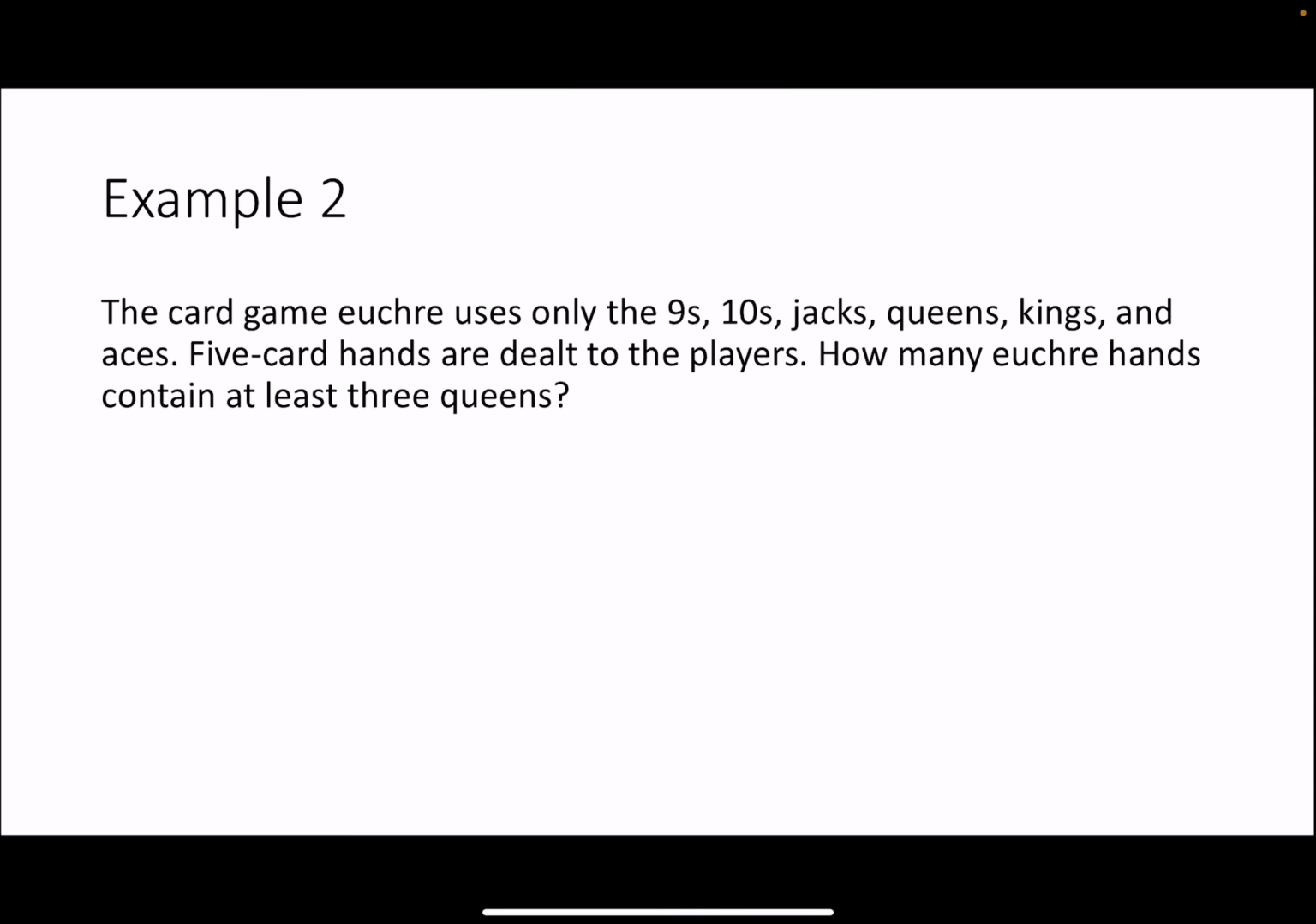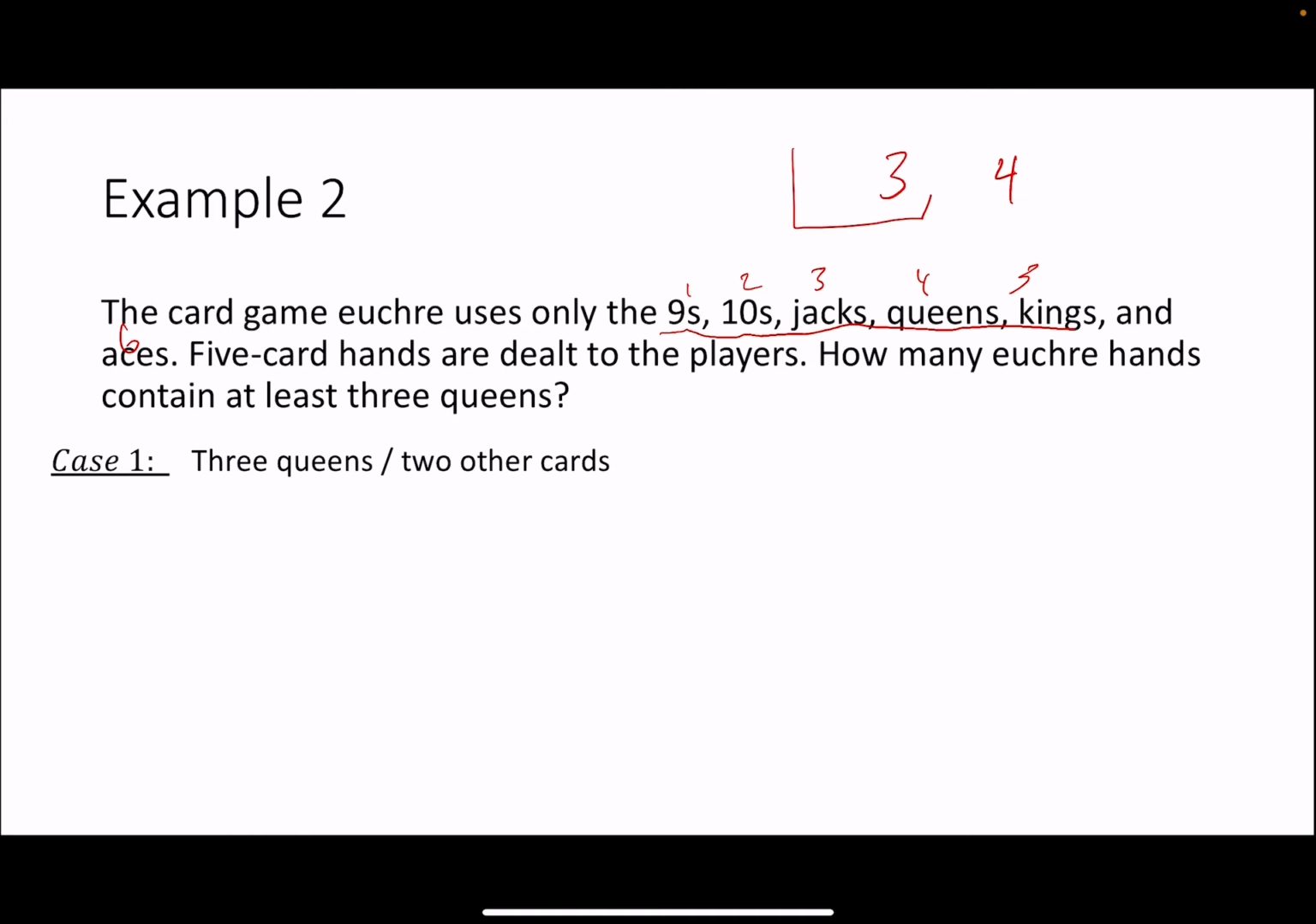Okay, so we have a game of Euchre, and it only uses part of the deck. It only uses 9, 10, jack, queen, king, and ace. 5 cards are dealt to a player. How many Euchre hands contain at least 3 queens? Now, if I have at least 3 queens, that means I have 3 queens or 4 queens. A hand with 3 queens is different from a hand with 4 queens.